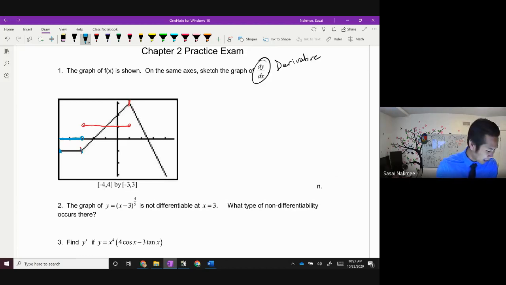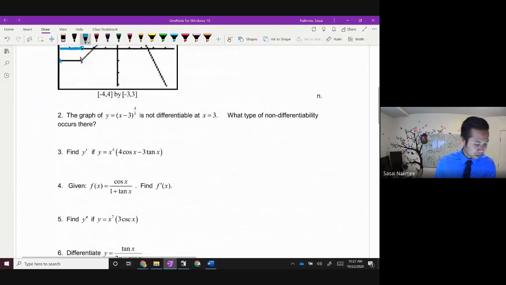All right. Let's keep going. Number 2 is talking about non-differentiable, right? It is not differentiable at x equals 3. You need to figure out what type of non-differentiability is there, right?